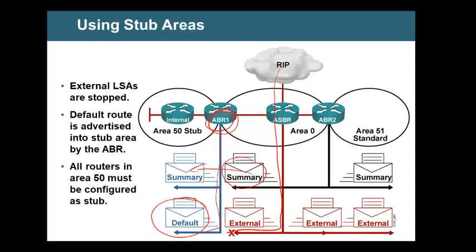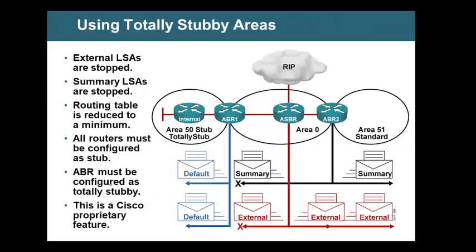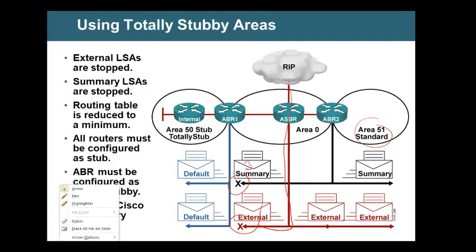Right, configuration we'll see later. Now, totally stub is not only denying the external, you see the picture? It's not only denying the external, it is also denying type 3 coming from other area, isn't it? And this is a Cisco proprietary feature. See the last point? Cisco proprietary feature. Next.